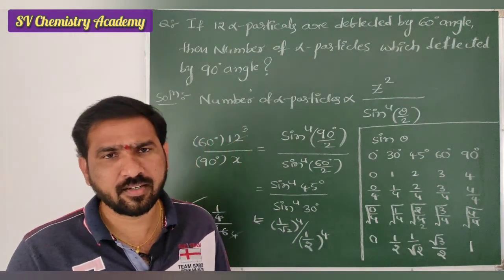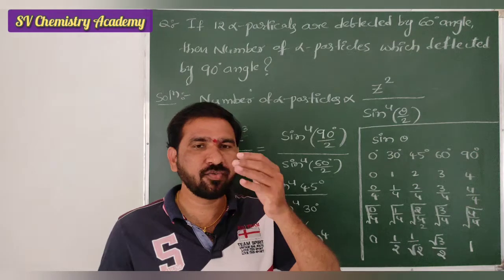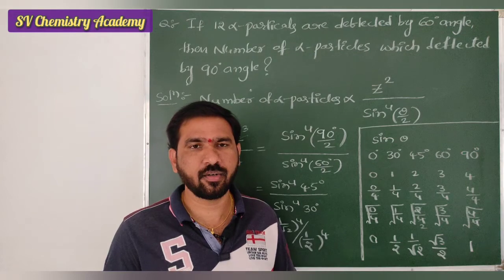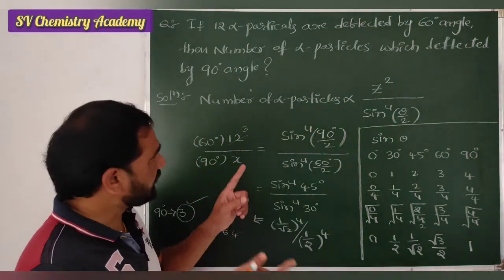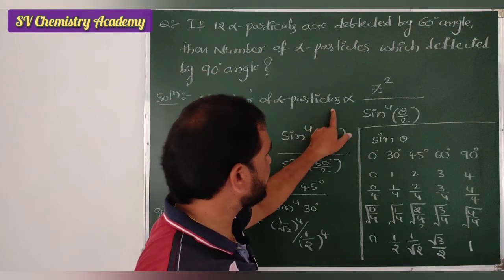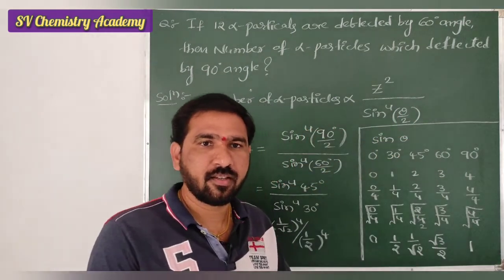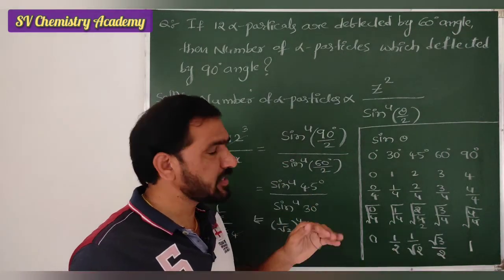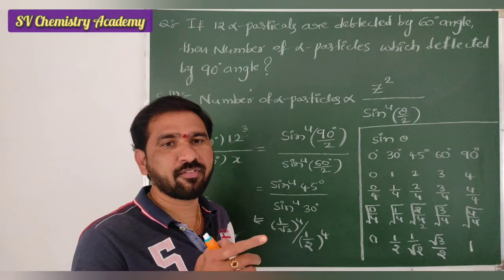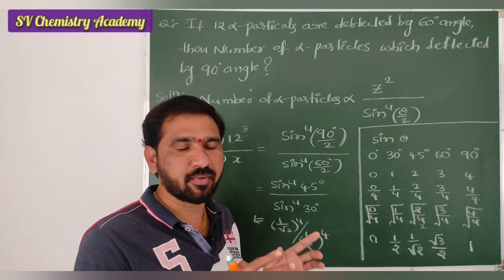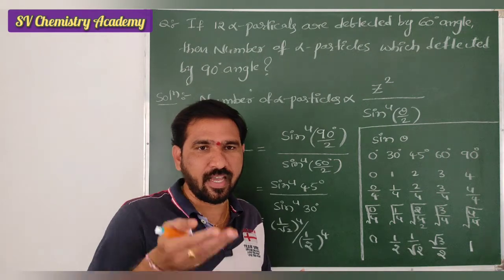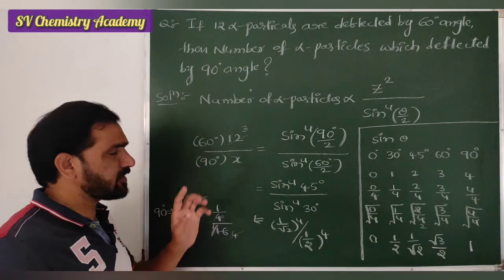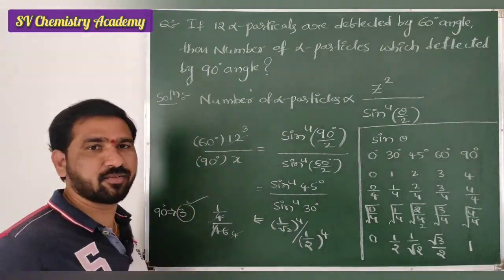Also remember, beta, sometimes options are given with more than 12, exactly 12, and less than 12. No doubt at all, it is less than 12, because the relation between the number of alpha particles and the sine value is inversely proportional. As the deflection angle increases, the number of alpha particles deflected decreases. Angle increases means deflected particles decrease. So for 60 degrees it is 12, which means for 90 degrees it is less than 12. Okay? Thank you.